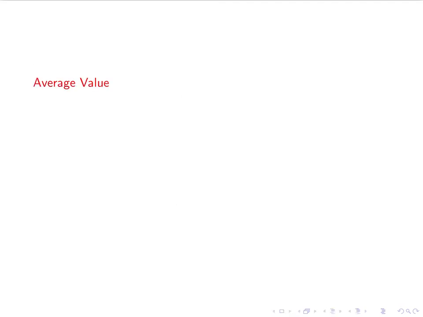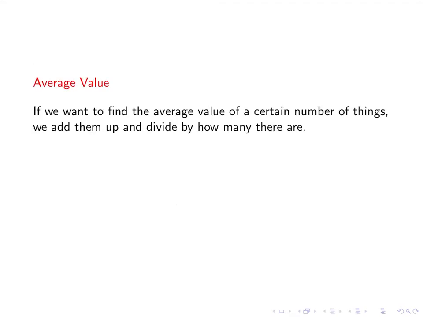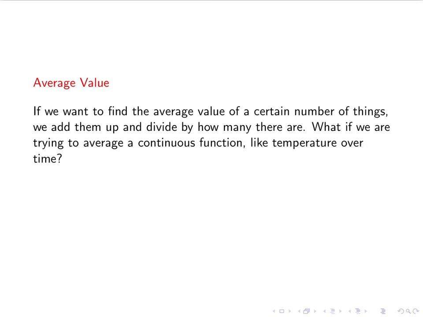So now we're going to look at average value. If we wanted to find the average value of a certain number of things, then of course we add them up and divide by how many there are. However, we're going to look at trying to find the average of something that's continuously changing. So what if I wanted to find something like the average temperature over a certain time?